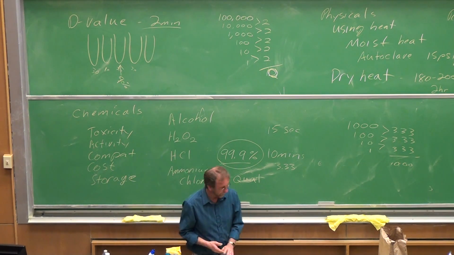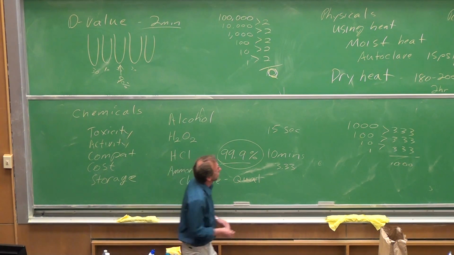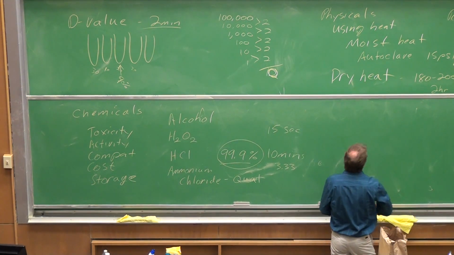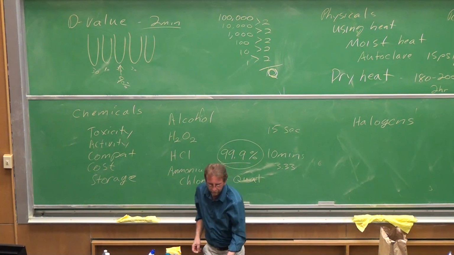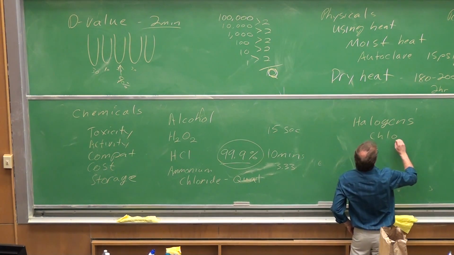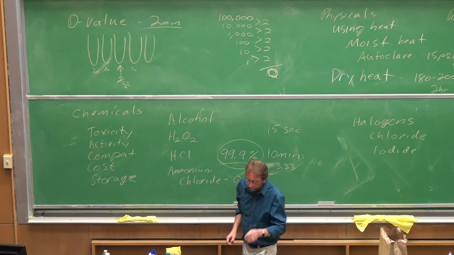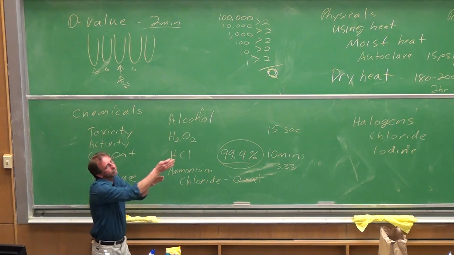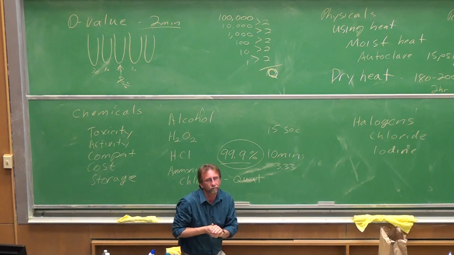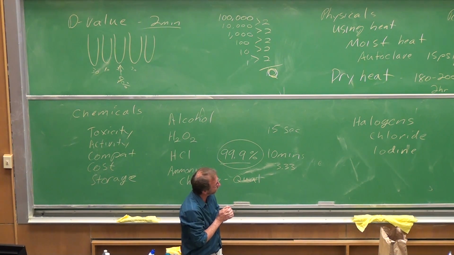A couple of things that I didn't bring with me, I'll go ahead and put up here. Halogens, this is chlorine and iodine. What are halogens? Kind of, so that's the periodic table, the halogens on the periodic table. Okay, I'm sorry. Yeah, so chlorine and iodine, these things can work to kill endospores, except for iodine doesn't, chlorine does.